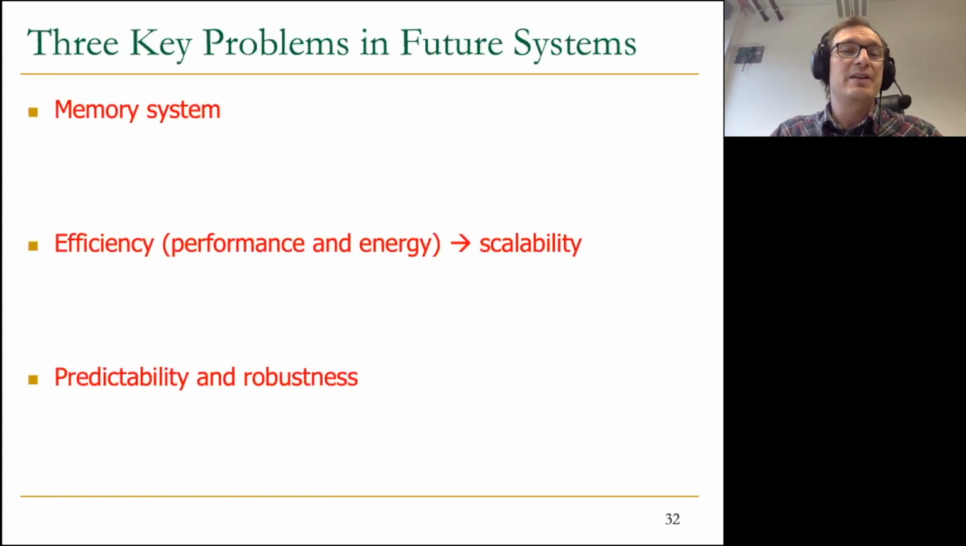Okay, so we've been talking about some key problems in future systems, and I believe all of those have room to be solved using heterogeneity.